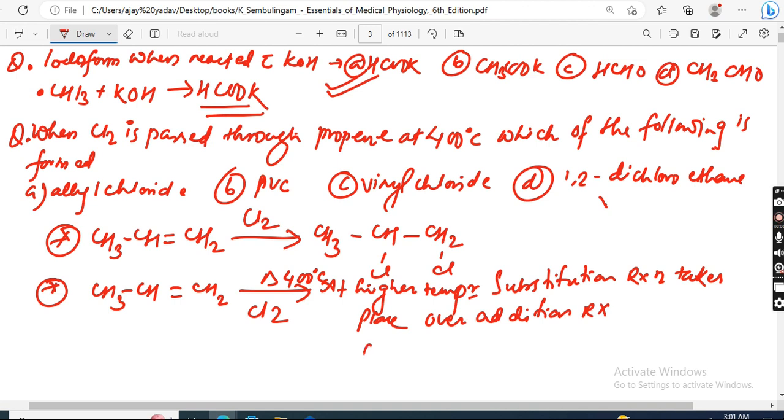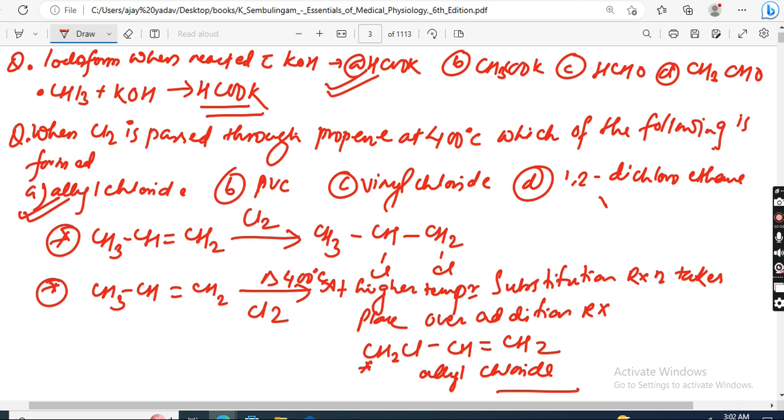So this will give CH2Cl-CH=CH2. This is allyl chloride, right? This is an allylic carbon. Chlorine is added on the allylic carbon. So option A is the correct answer.